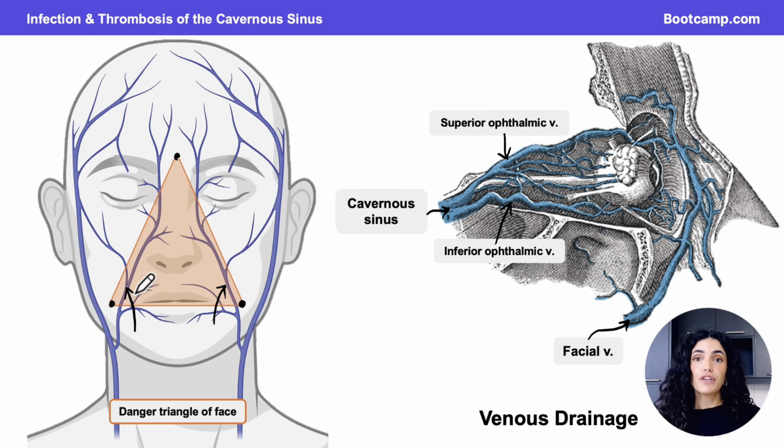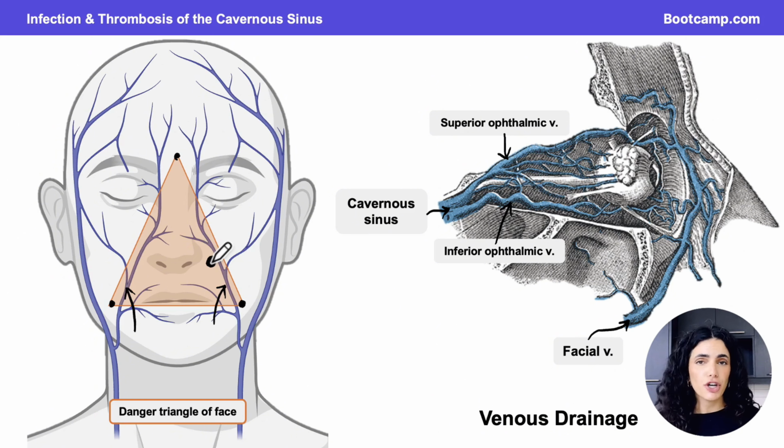So for example, if we have a big pimple along the danger triangle of the face and you keep picking at it, maybe some bacteria or viruses could actually enter into that open wound or into that pimple, and can eventually impact that facial vein that travels within that danger triangle. We can then get spreading of that infection into the areas of the cavernous sinus due to that valveless system.